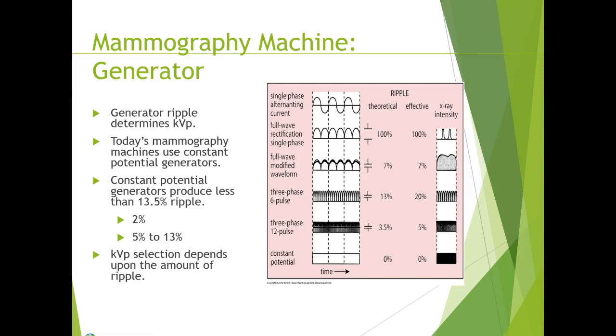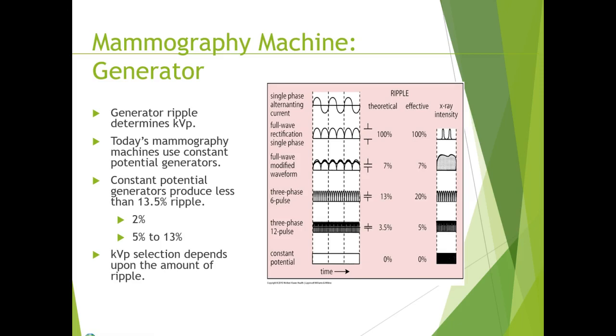So the mammography machine generator, the generator of a mammography machine is going to want to use the most usable part of the waveform. And today, what they use are constant potential generators because they produce less than 13.5% ripple. And you can see by looking at this diagram here that the less ripple is what you want, and so that would be your constant potential.